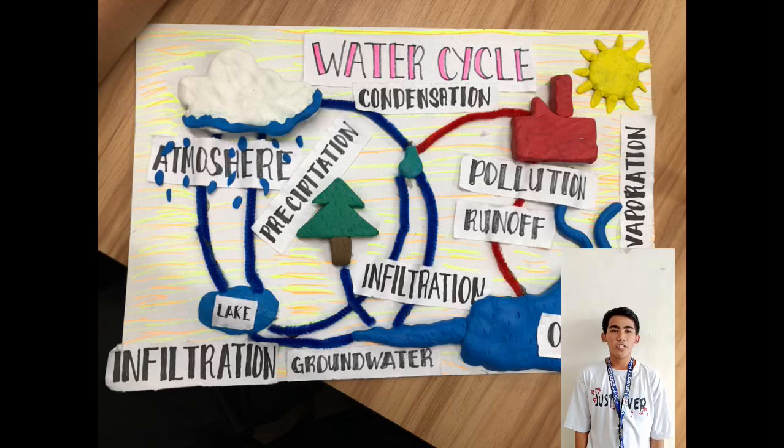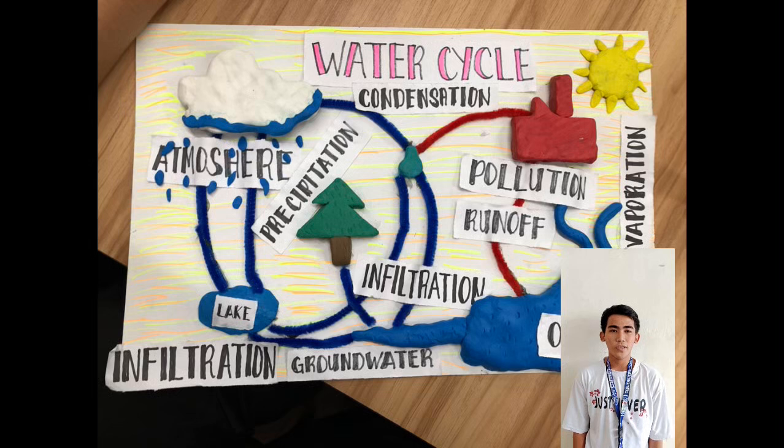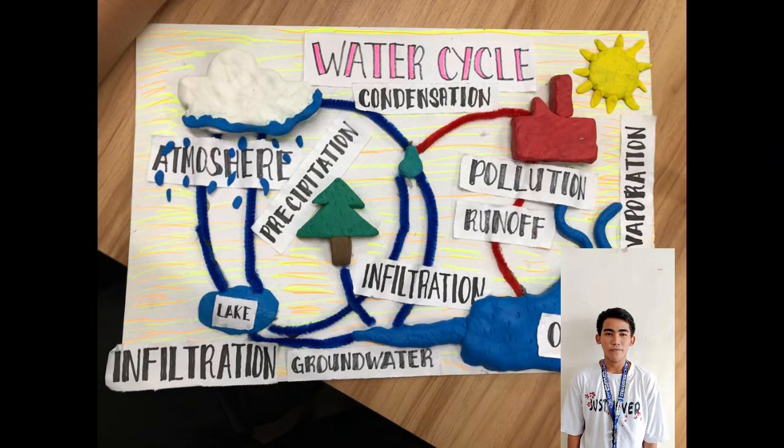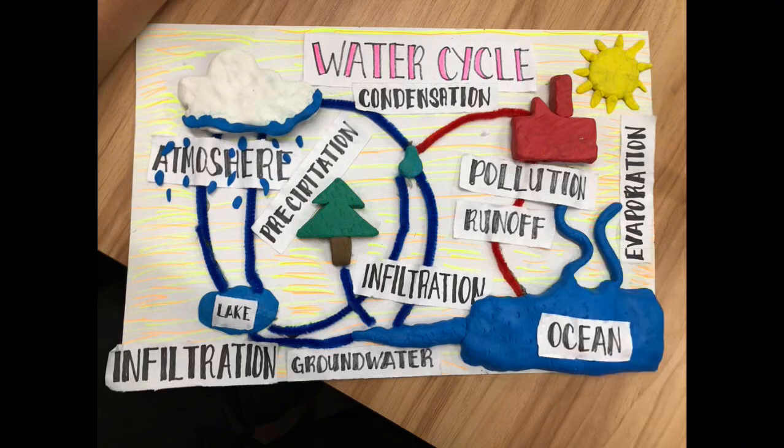Materials and construction. To build our 3D model, we use clay for landforms, bodies of water, clouds, trees, and even man-made structures like factories. We use blue string to show natural water cycle processes such as evaporation, precipitation, and runoff. Red string shows human activity. Pipe cleaners represent underground processes like infiltration. We also label each part clearly using index cards and add color coding to guide the viewer.